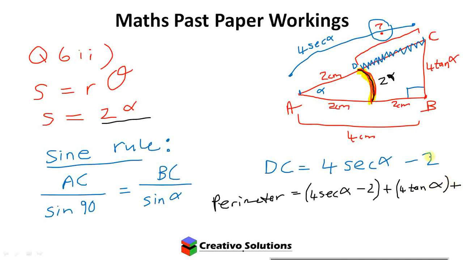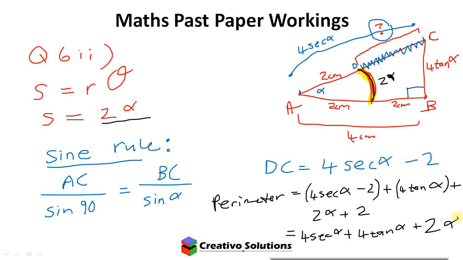Another side, plus, there's 4 sides to this quadrilateral, plus 2 alpha, and plus 2 centimeters, plus 2. Okay, can I simplify this? Yes, I can. This plus 2 can cancel with that minus 2. So the final answer would be 4 sec alpha. That minus 2 cancels with plus 2, so you can eliminate that, then just plus 4 tan alpha plus 2 alpha, and that's as far as you can go. Unless you know what alpha is, you can't work it out.